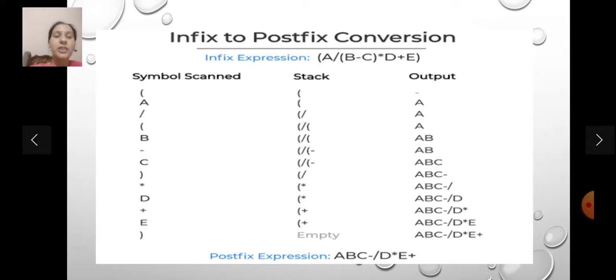Now first is the infix to postfix conversion, also known as Polish notation. Suppose we have the expression a divide by bracket b minus c bracket close, multiply d plus e, and this expression is enclosed in a bracket. First we scan the symbols. First we scan the bracket, so in the stack we have a bracket, and we get nothing in output. Then we input alphabet a, the stack is unchanged and the output we get is a.